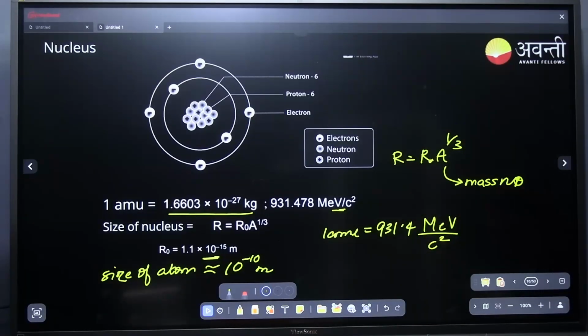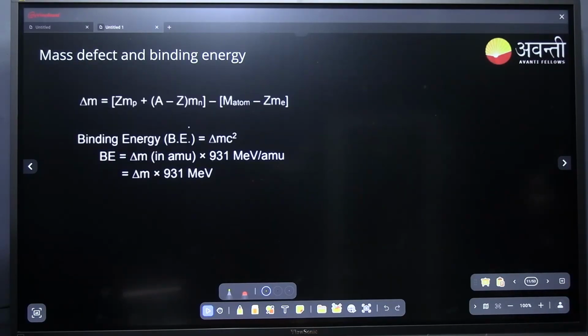Do you have any doubt here? Anyone? Okay, then let's move on to the next topic, that is mass defect and binding energy.